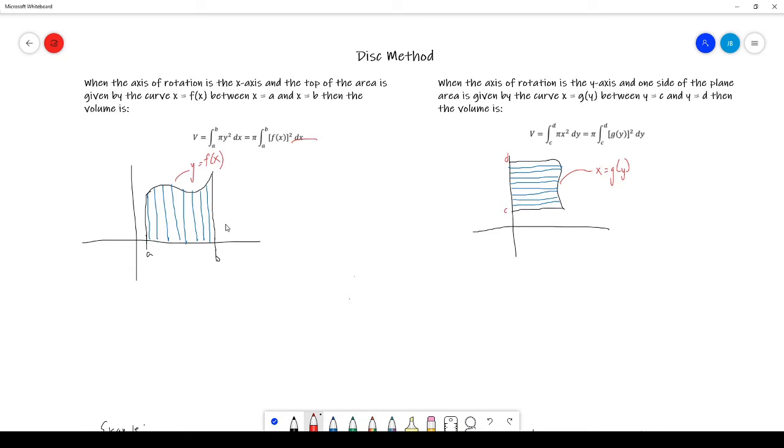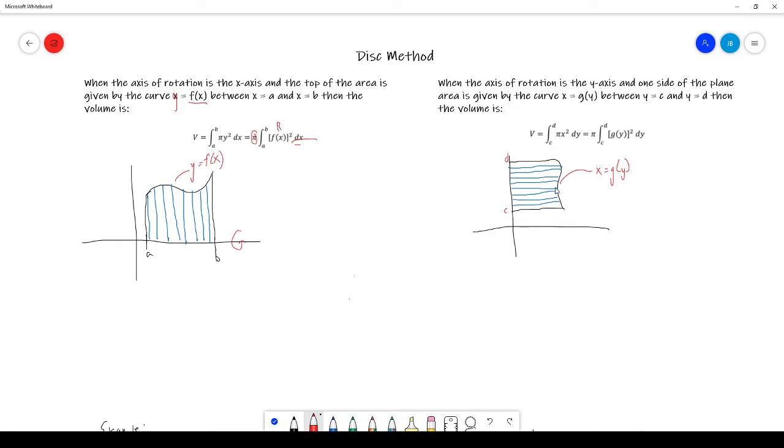When the axis of rotation is the x-axis, and the top of the area is given by the curve y is equal to f of x between x is equal to a and x is equal to b, then the volume would be the integral from a to b of pi y squared dx. Since pi is a constant, pi will be outside the integral sign. Inside of it, your y would be in terms of x, f of x, squared dx.